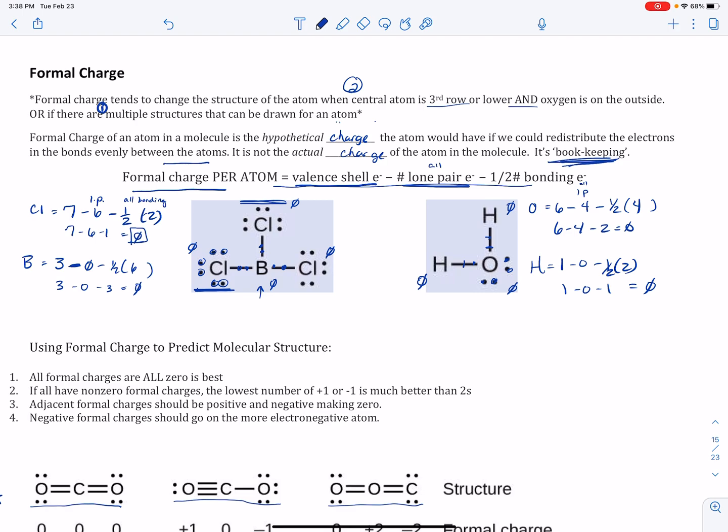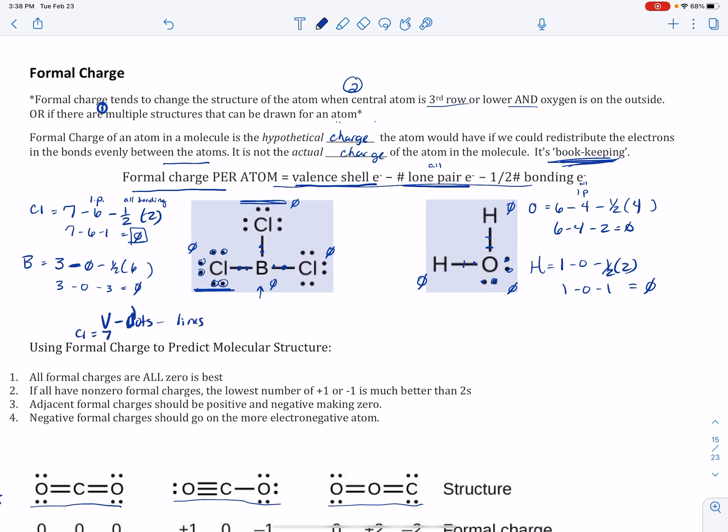So this is how we do formal charge. Notice all these came out with 0, and that was intentional. Let's make the formula slightly easier. You could also call it valence minus dots minus lines. So let's do that one for chlorine.